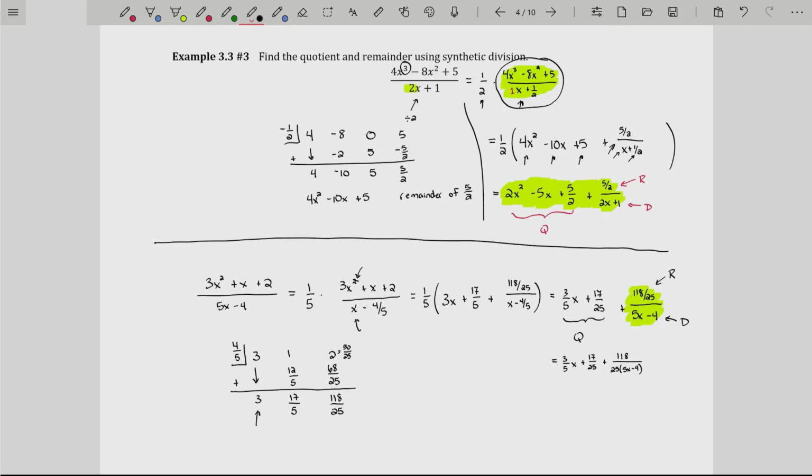Again, this is going to be an incredibly important skill as you move forward in any pre-calculus course, and in calculus and differential equations. Very important in those courses as well.